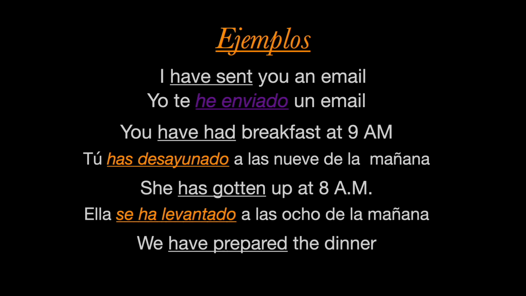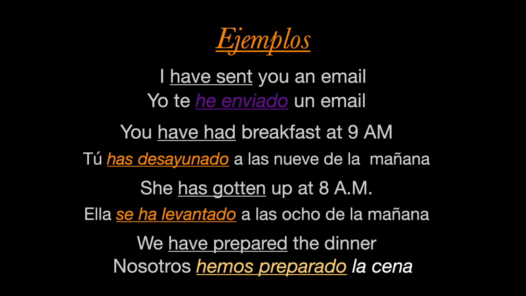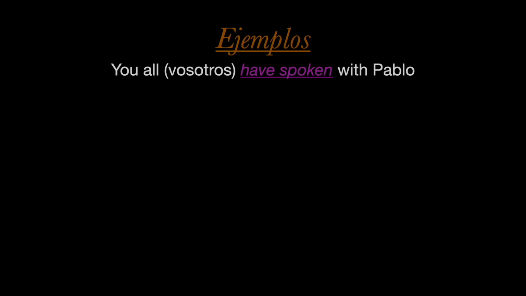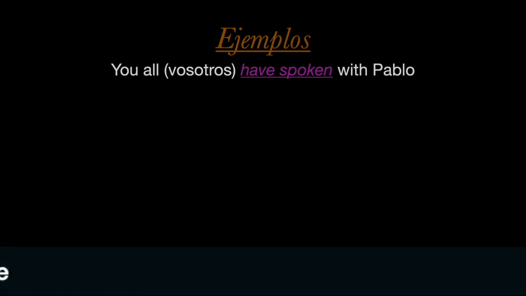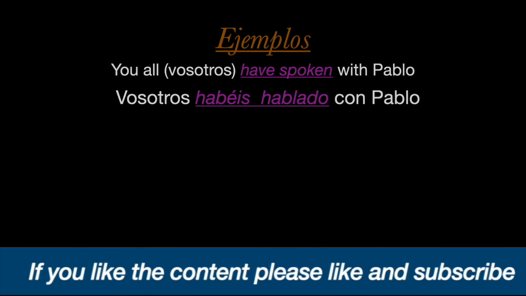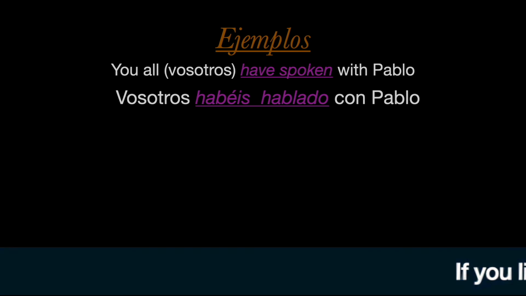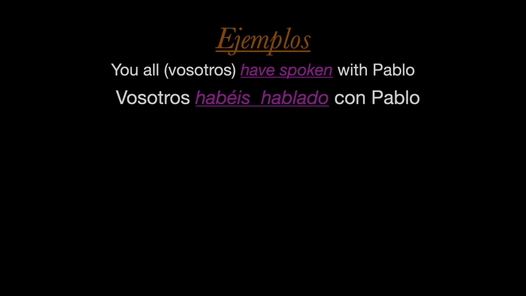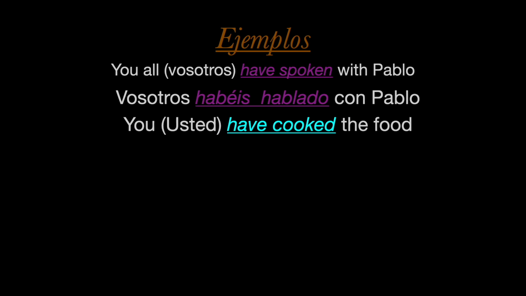And the next one is: we have prepared the dinner, which is nosotros hemos preparado la cena. The main verb is preparar, an ar verb: preparado. Hemos is from haber for nosotros. Let us see some more examples. You all have spoken with Pablo. Here we are considering you all as vosotros. So: vosotros habéis hablado con Pablo. Habéis is from haber, hablado from hablar. The past participle is hablado.